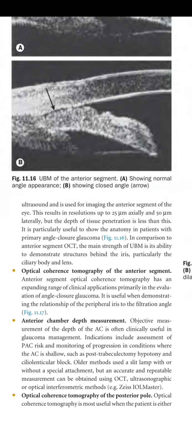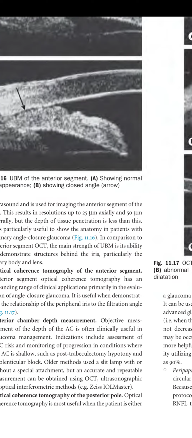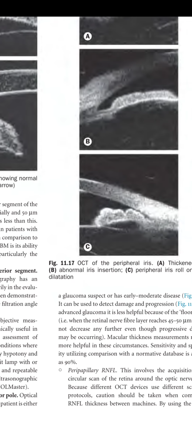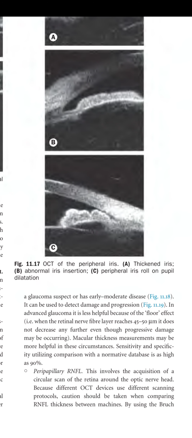The optical coherence tomography of the posterior pole. Optical coherence tomography is most useful when the patient is either a glaucoma suspect or has an early to moderate disease. It can be used to detect damage and progression. In advanced glaucoma, it is less helpful because of the floor effect.